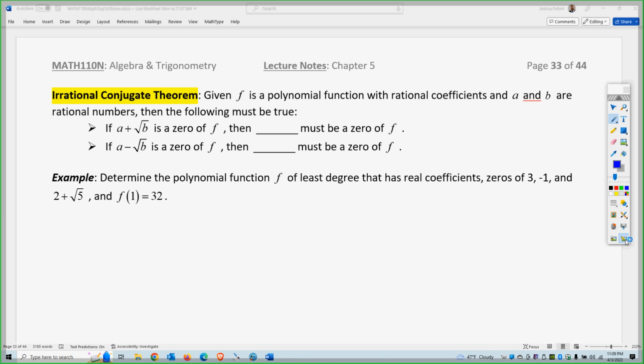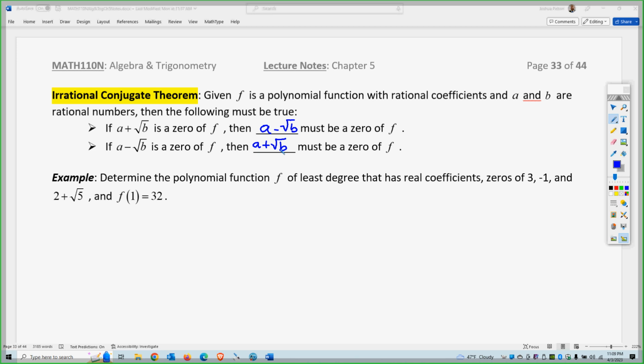So what we saw in the last part is if you have irrational answers, you don't have one of them, you have two of them, because you either have to solve and do a square root and get plus or minus, or you do a quadratic formula and get plus or minus. Therefore, if a plus root b exists, a minus root b must also exist. And if a minus root b exists, then a plus root b must exist. So you can't just have one, you have to have both, essentially.